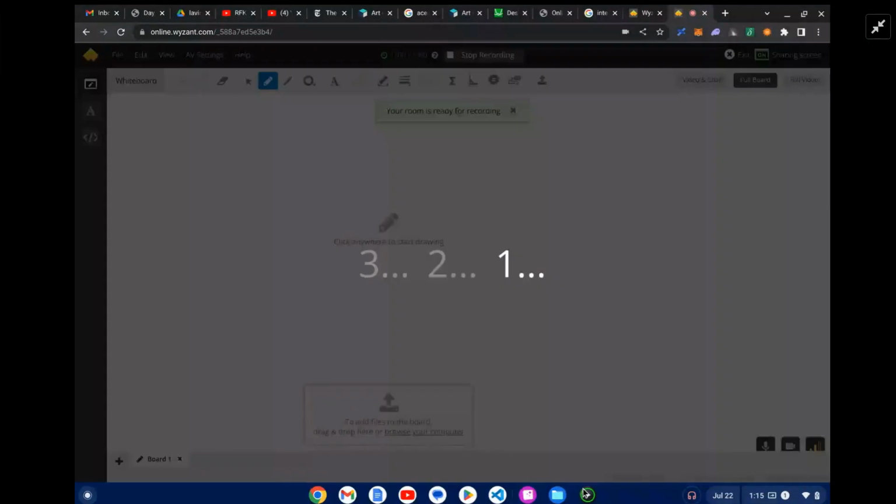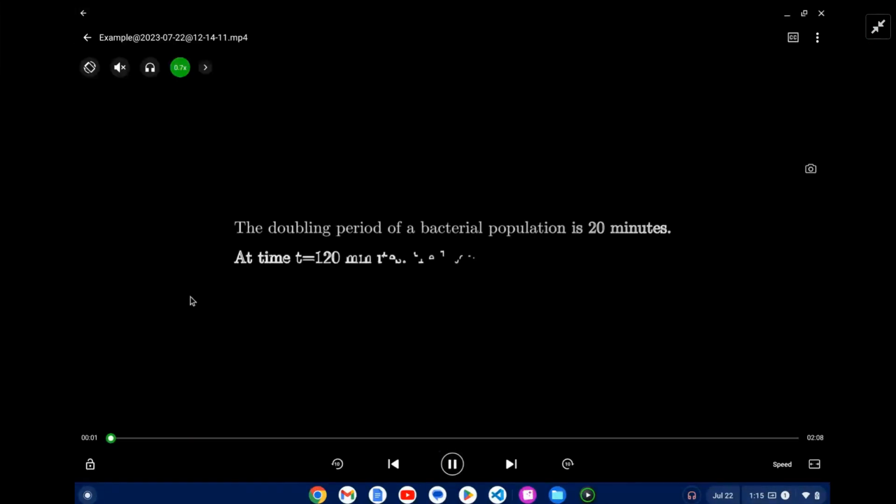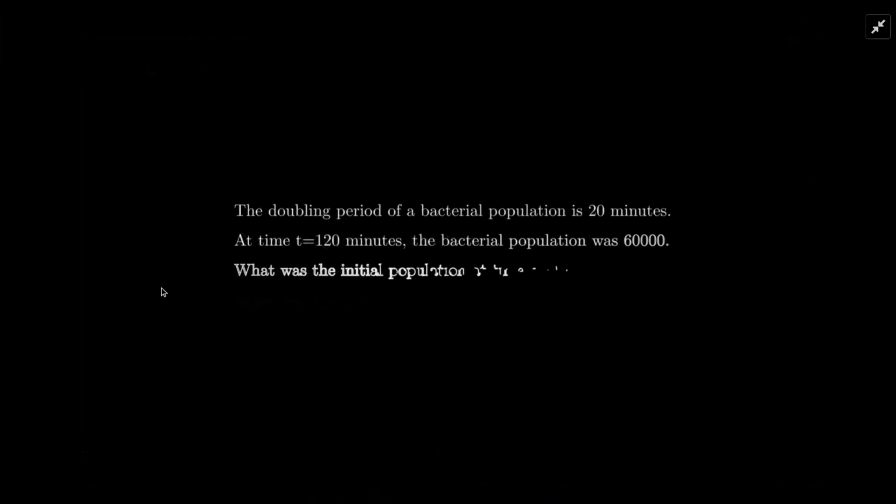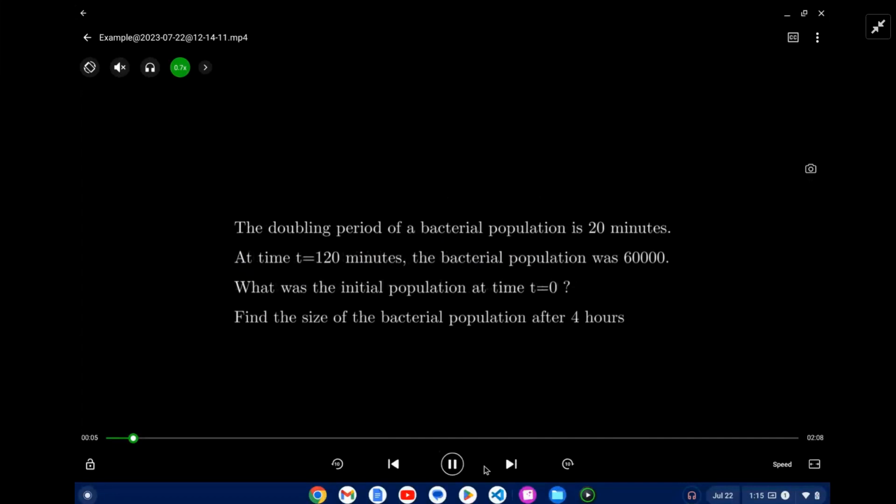All right, we have an exponential growth problem. So let's see what we're given. Population doubles every 20 minutes. After 120 minutes, the population is 60,000. So we need to find the initial population and the population after 4 hours. We'll change that 4 hours to 240 minutes since our given information is in minutes.